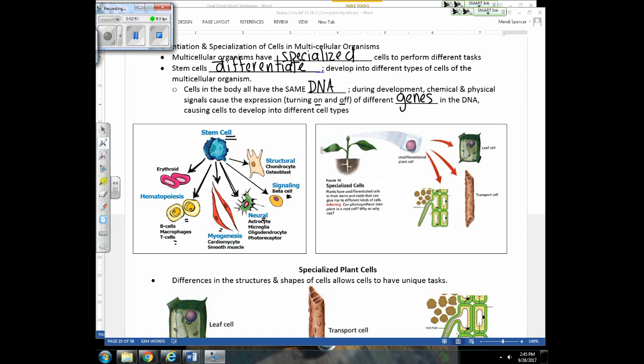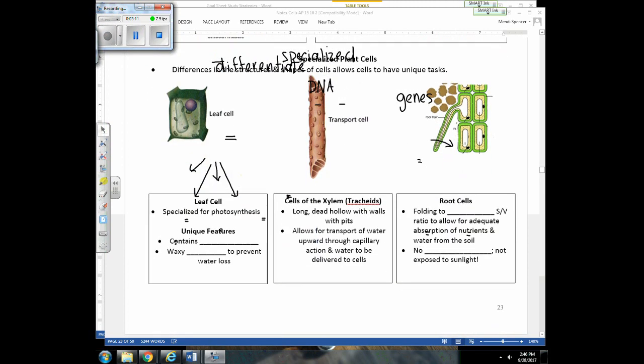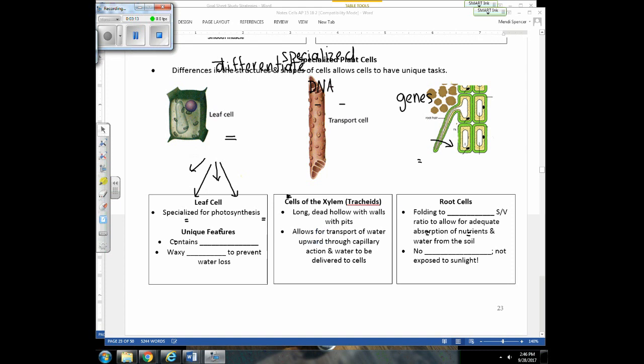Animal cells are not the only type of cells that can differentiate. Even plants have stem cells, and these stem cells, or undifferentiated cells, are going to receive signals to cause them to become specialized to form leaf cells, water transport cells, and root cells. And you can see that they look different because they're going to perform different tasks for the organism. So it's the differences in the structures and shapes of the cells which allow them to perform these different tasks for an organism.